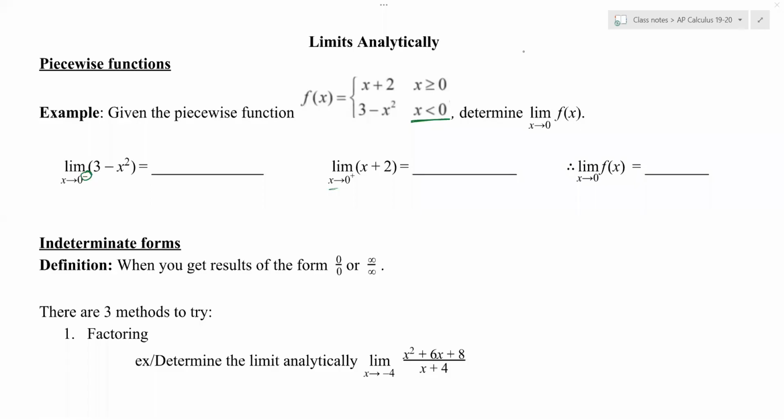Hello, mathematicians. Today we're going to look at limits analytically. First, let's look at this piecewise function.